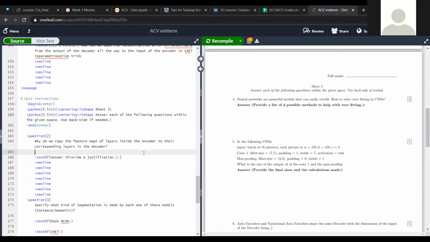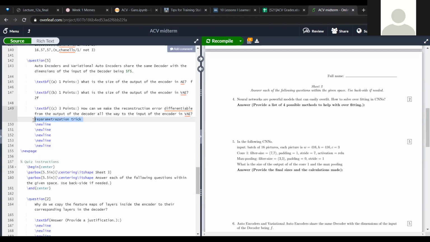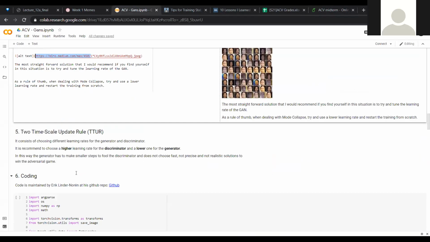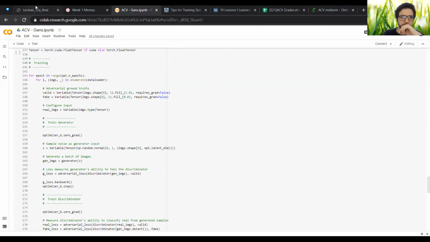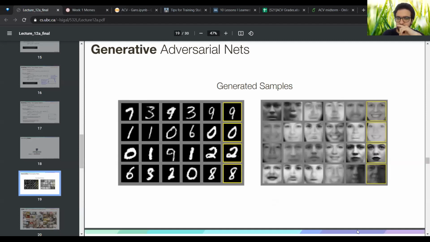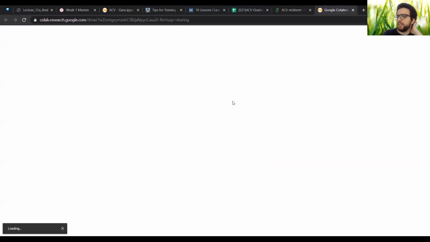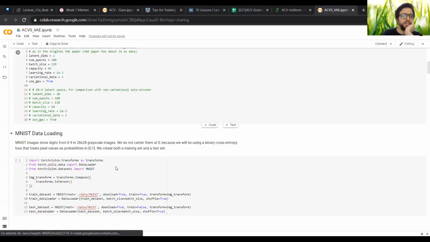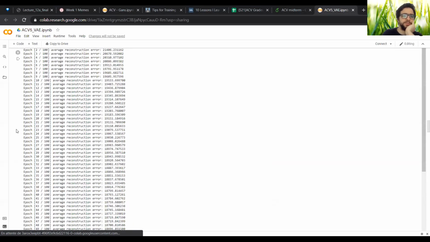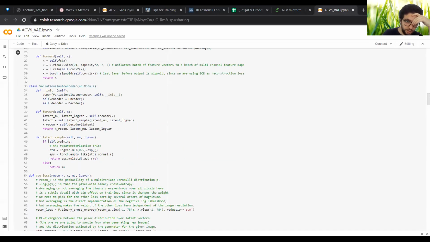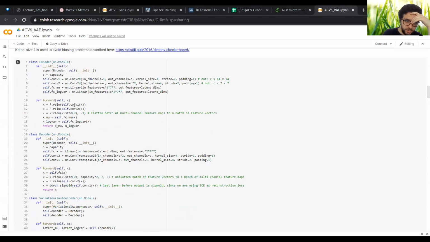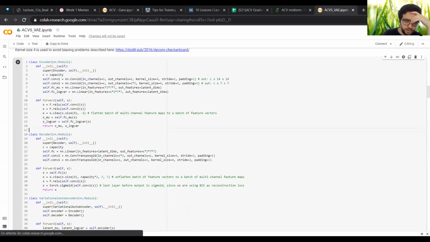Following question. Can you please elaborate more about the reparametrization trick? Because I don't remember. Let's come here. This is for VAEs? No, this is for GANs. Sorry. So this is the one about GANs, and about VAE, as I remember. Where's the model? Variational encoder.